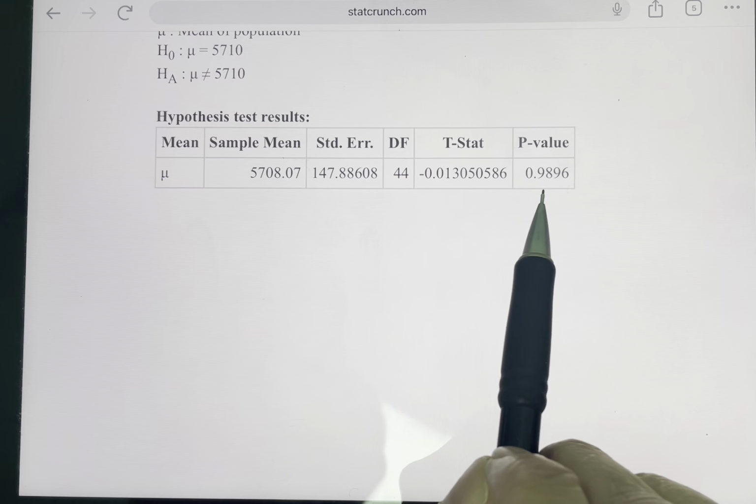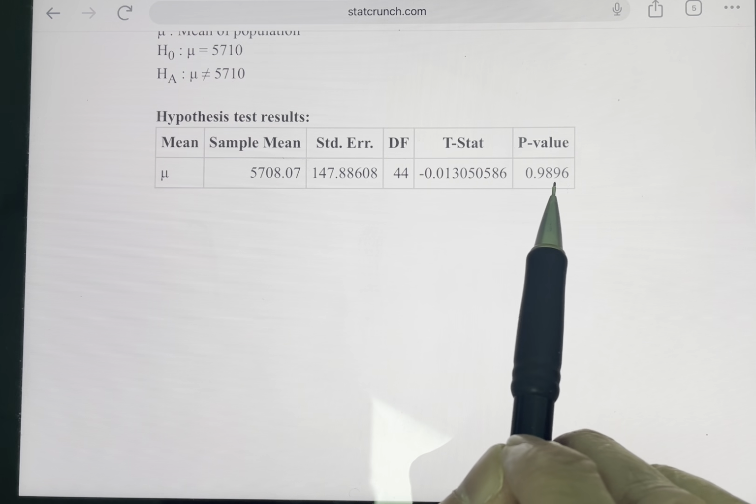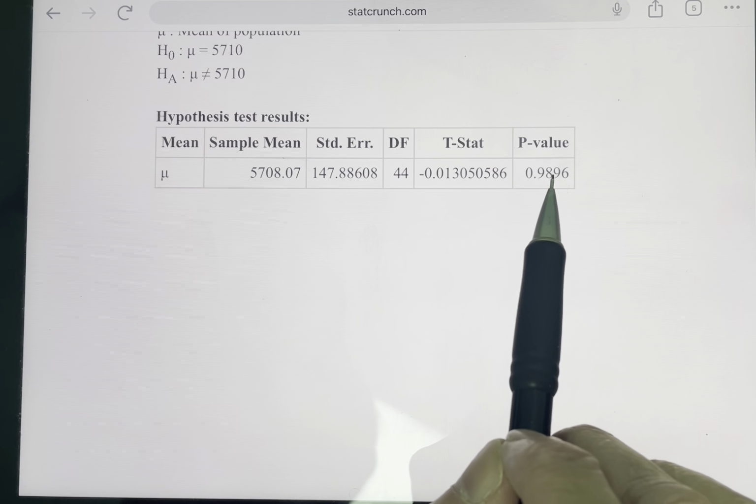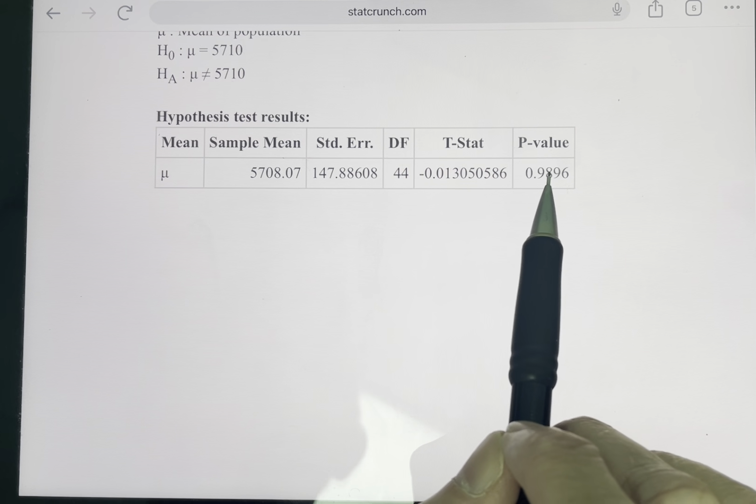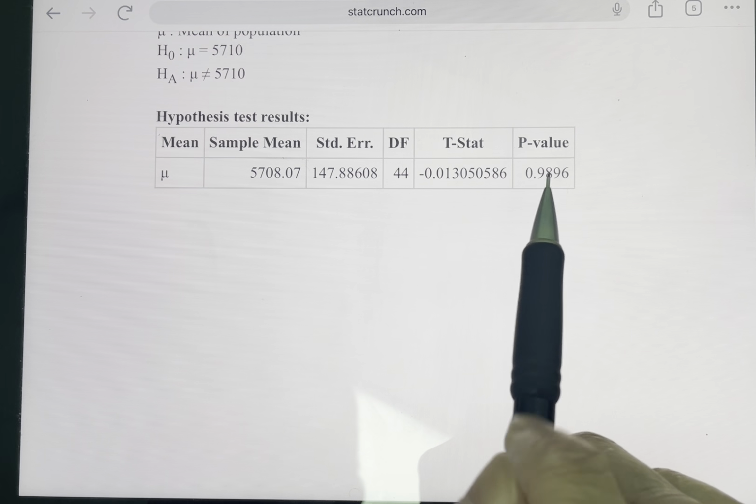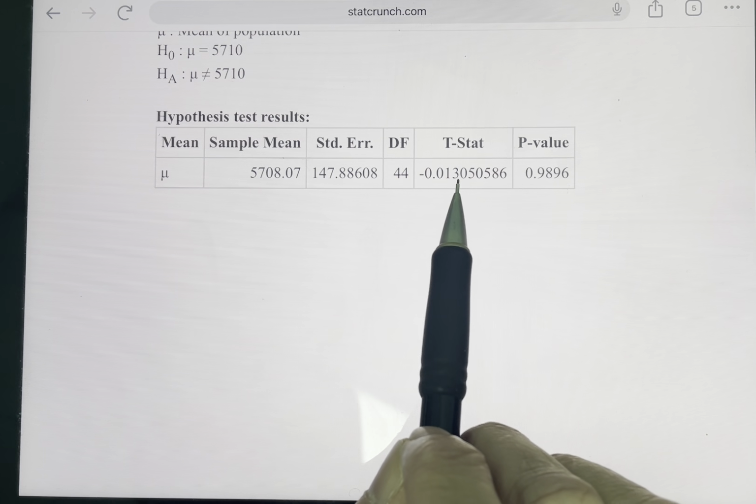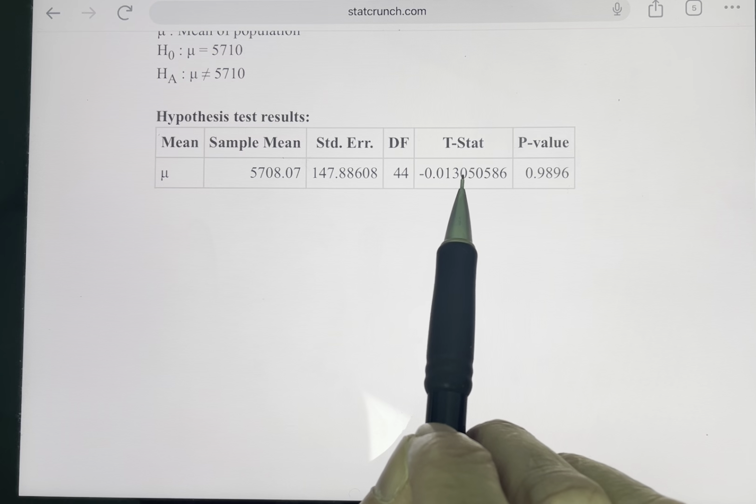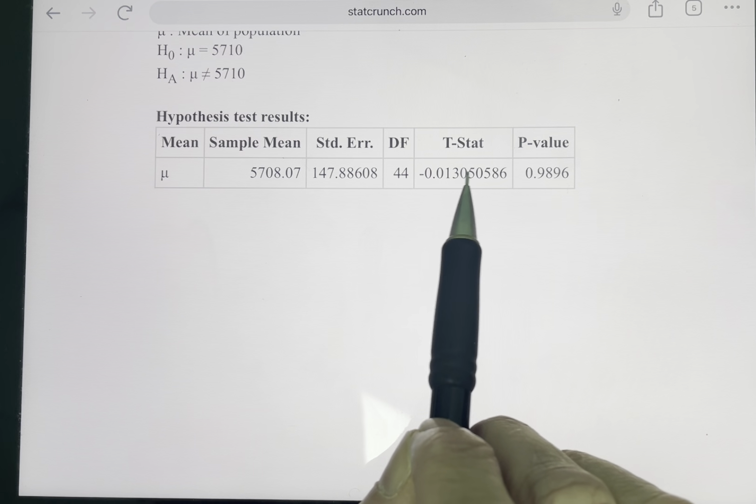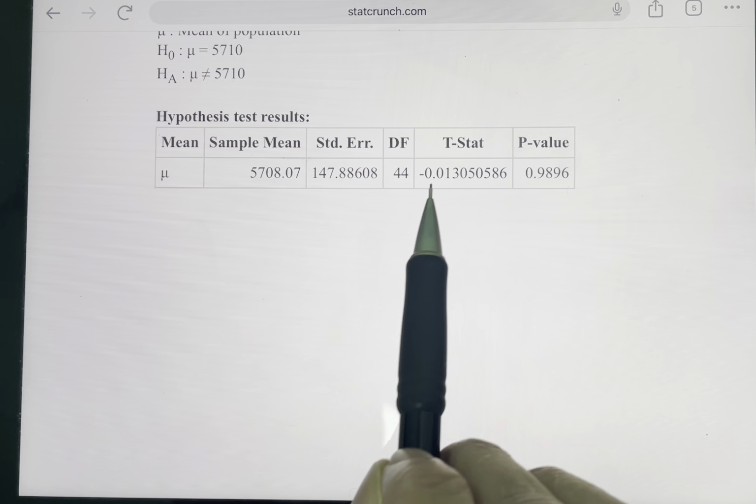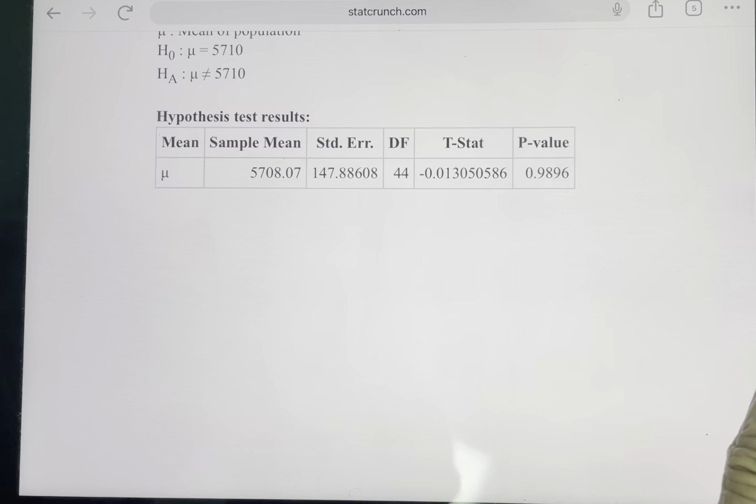And here's our p-value, 0.9896. That p-value is huge. We are not going to reject the null. That is a massive p-value. And while we're here, let's note the t-stat, because some of your MyLab problems may have you enter the t-stat from the t-chart. We're not going to make use of that, but you may need that for your homework. So negative 0.013 is our t-stat, to 3 decimal places.